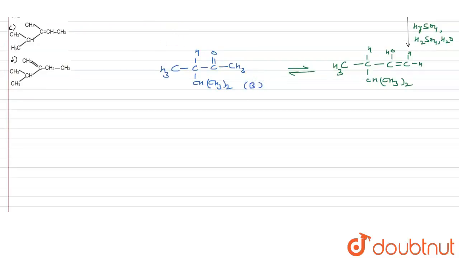This product B is treated with NaBH4, which is a reducing agent. This is our NaBH4.